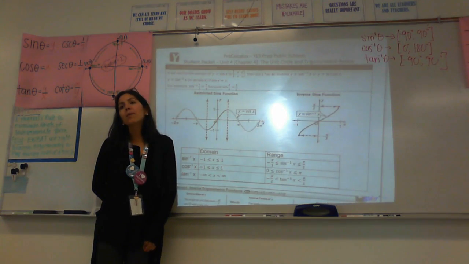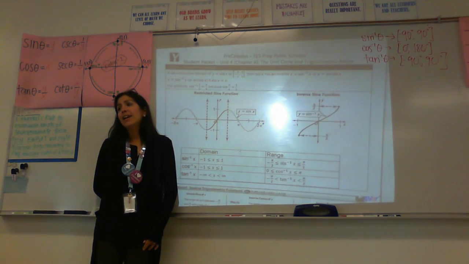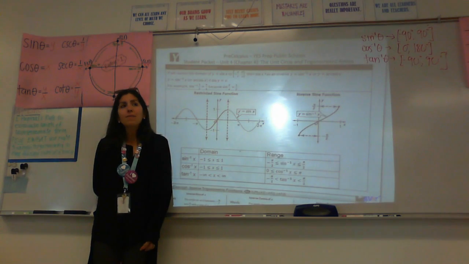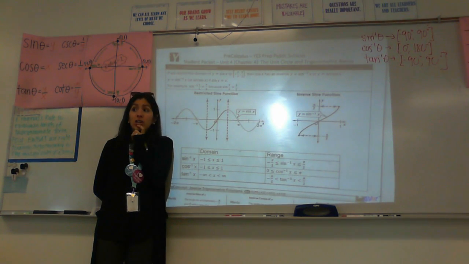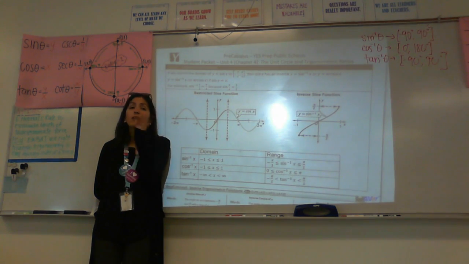But we're going to talk about sine right now and inverse sine, okay? We've had many conversations in here about inverse functions. Been a while, but we did that in Unit 1.